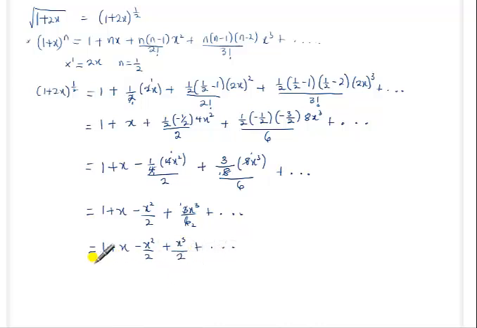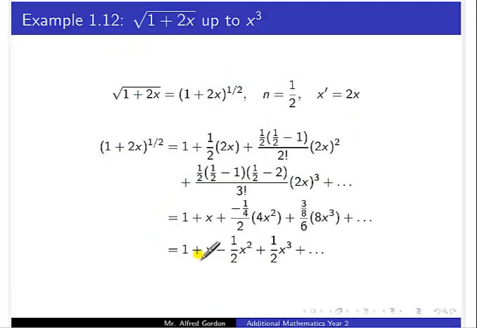So we have been able to expand this up to the exponent 3. That is exactly what we have here as 1 + x − 1/2 x² + 1/2 x³ plus the other things.